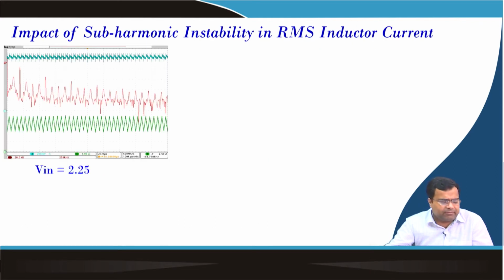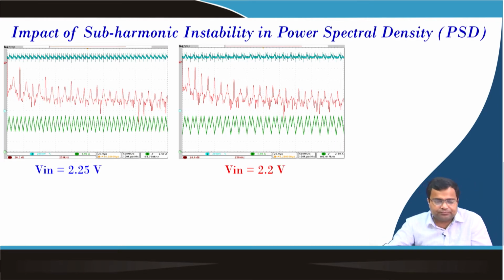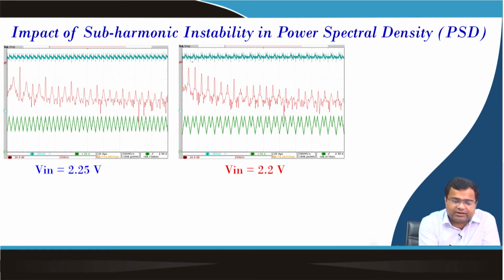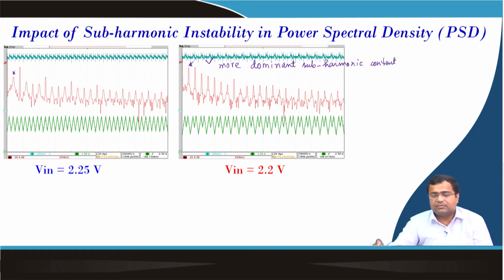So, this impact of sub-harmonic, if you say 2.5 and 2.6, is clearly visible in terms of power spectral density. The RMS current we saw, there will be an obvious increase in the RMS current because of the instability, and the peak to peak ripple parameter is also increasing. And if you take the power spectral density, you can see the sub-harmonic component becomes more dominant compared to this case. So, this is more dominant sub-harmonic content, and which is not desirable.